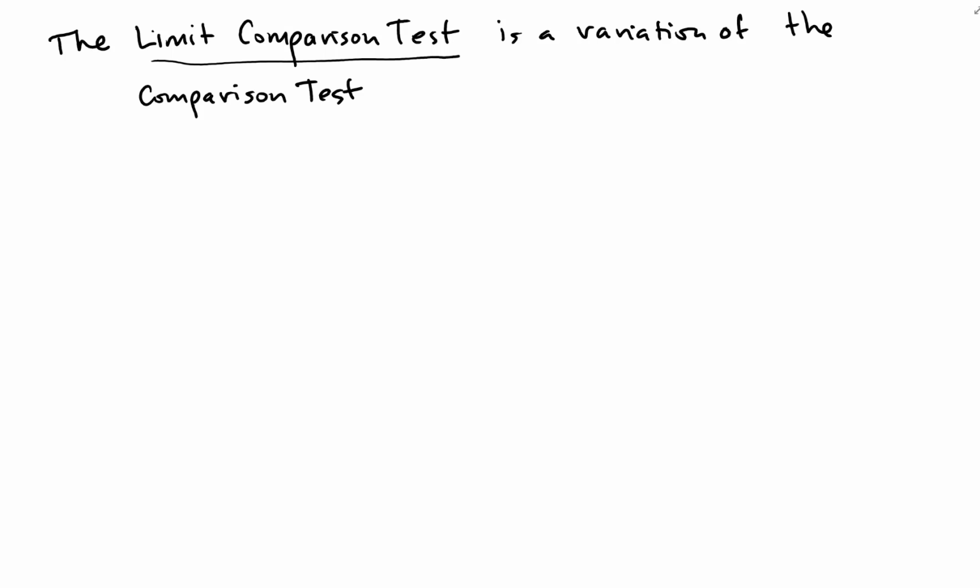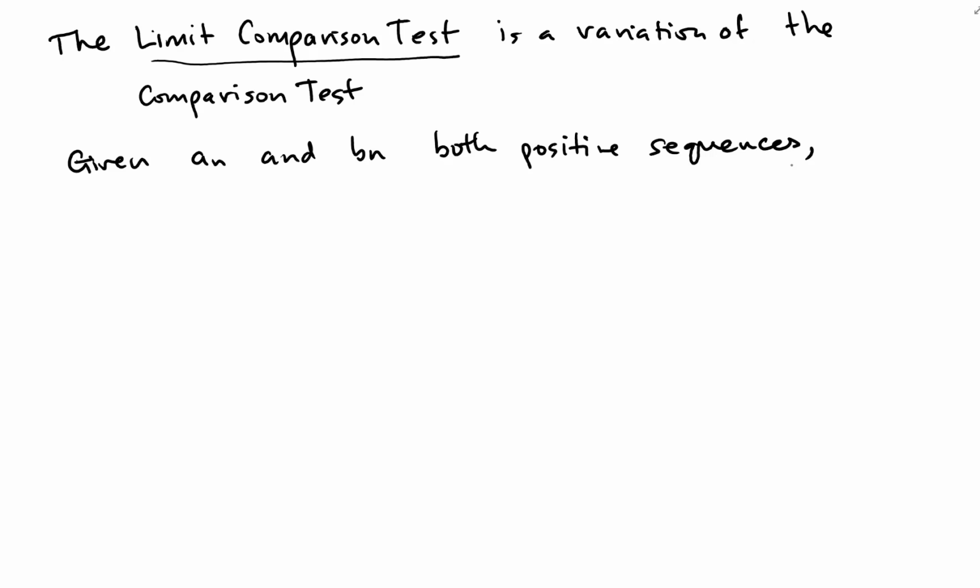And it's the limit comparison test. So if you're given a couple of sequences, a sub n and b sub n, and they're both positive sequences, and you assume that the limit L as n goes to infinity exists for a comparison between them of division. So there is a number that you can actually calculate if you take these two series.